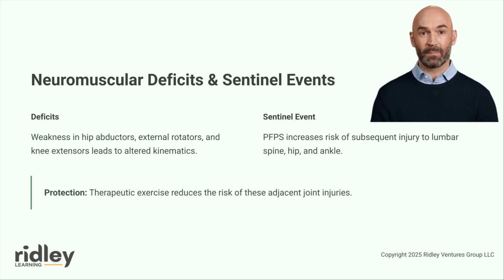Neuromuscular deficits represent modifiable contributors to patellofemoral pain that have received extensive research attention. Weakness of the hip abductors, external rotators, and knee extensors has been consistently associated with patellofemoral pain across multiple populations. These strength deficits may contribute to altered lower extremity kinematics during functional activities, including increased hip adduction and internal rotation, knee valgus, and lateral patellar tracking. The resulting maldistribution of contact pressures across the patellofemoral joint may elevate stress on specific regions and contribute to pain.